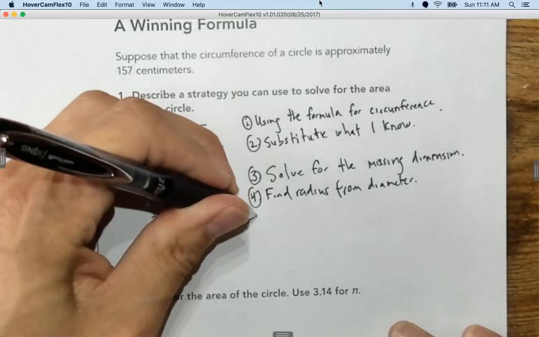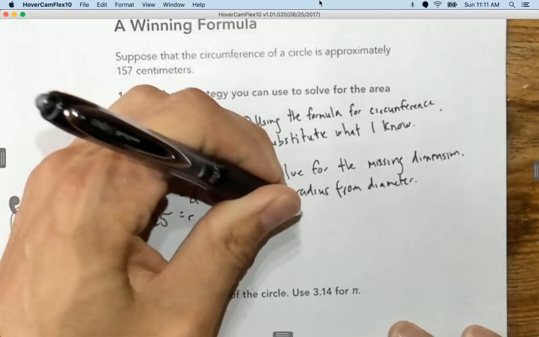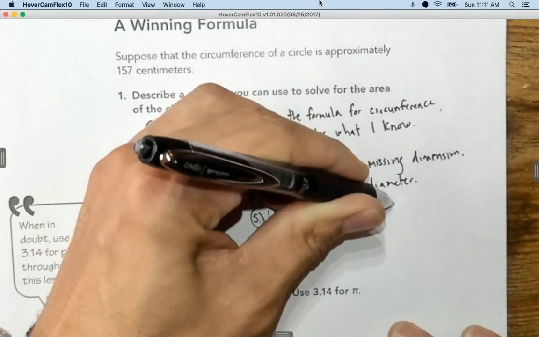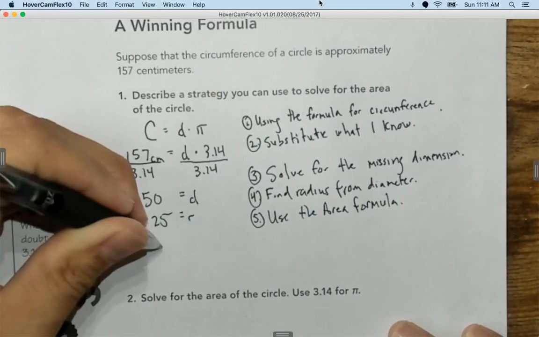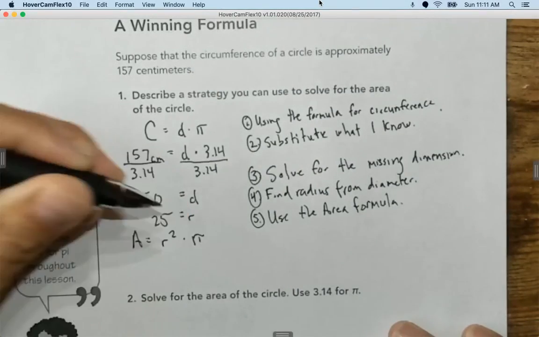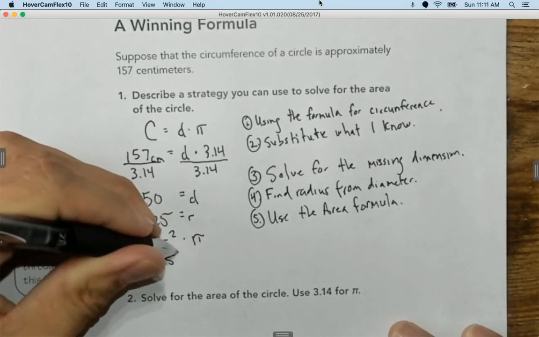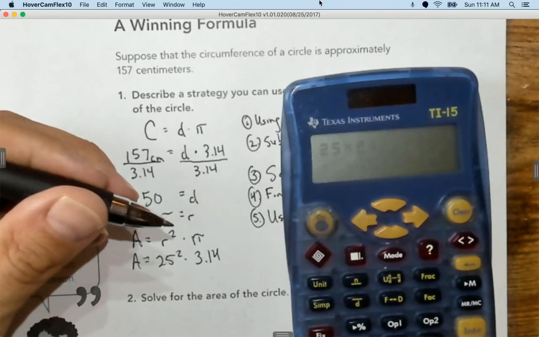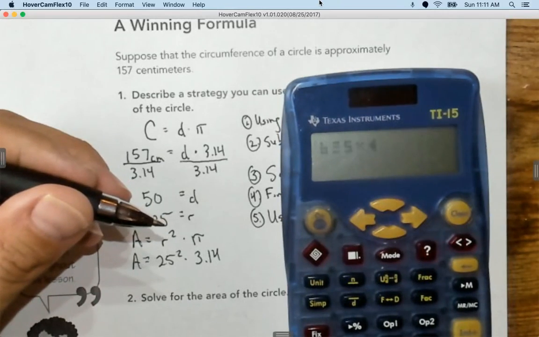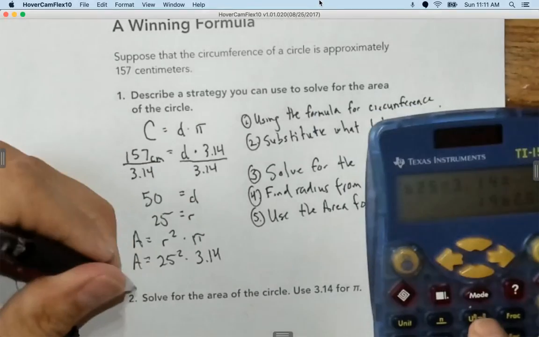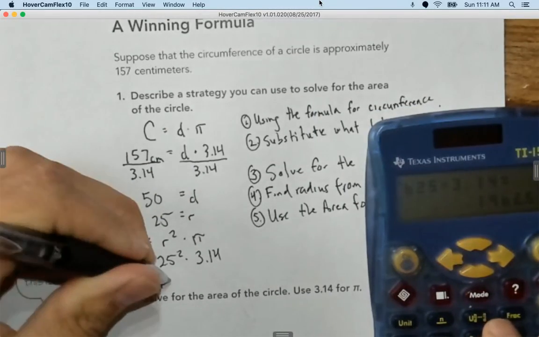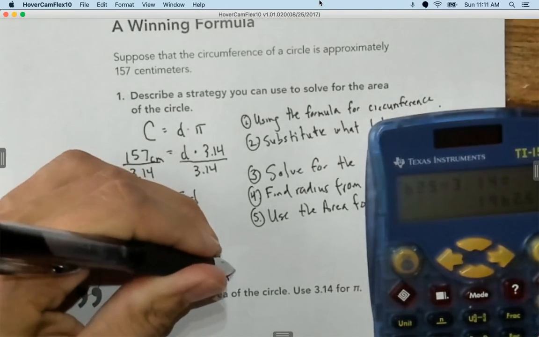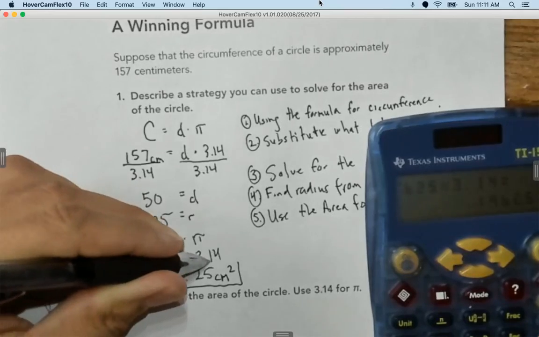Now that I know that, I would use the area formula. We know the area of a circle is going to be radius squared times pi, which is the same as 25 squared times 3.14. Then 25 times 25 times 3.14 gives me an area of 196.25 centimeters squared, finding that correct label at the very end. And so that is how I know it.